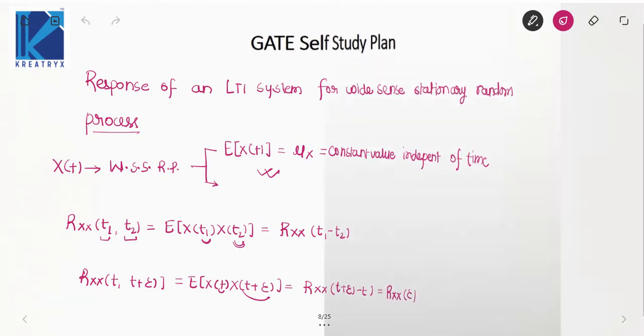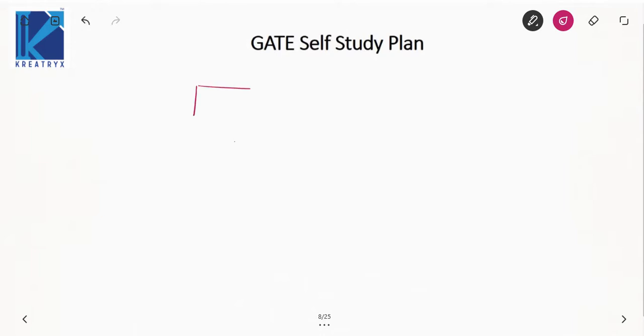Now let us pass it through an LTI filter. So this is our wide sense stationary random process x of t. Since we are assuming an LTI filter, h of t will be there, which is known as the unit impulse response of an LTI system, and I am assuming y of t is also a random process. So let us have a look at what happens with y of t.